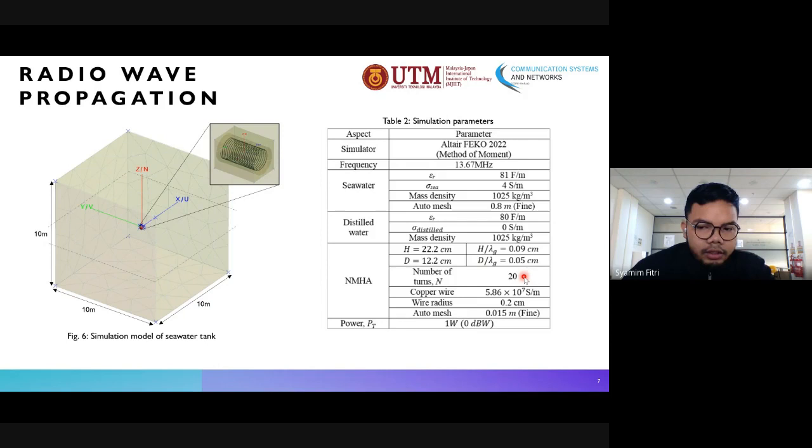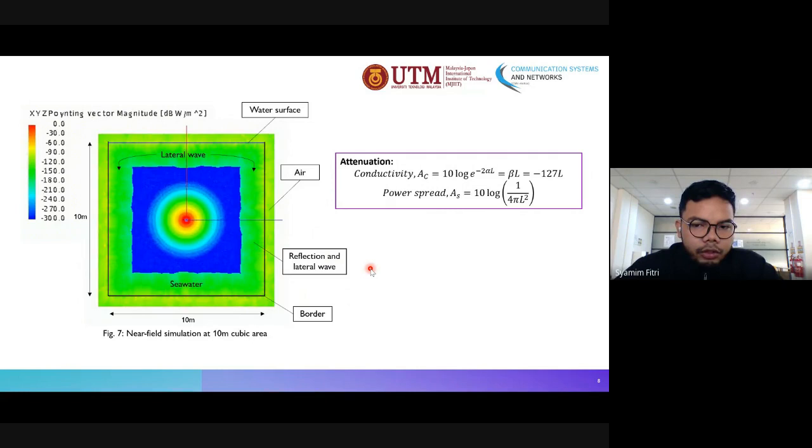Here is the near field simulation at 10 meter cubic area done in FEKO. So we can see the lateral wave at the water surface here. Also, there are reflection and lateral wave appeared in the wall of the seawater tank at the border.